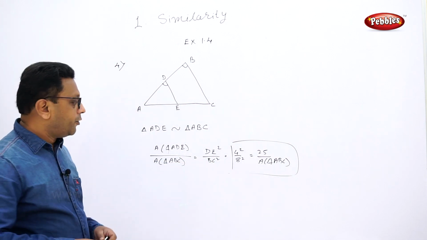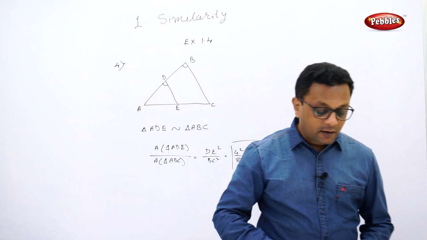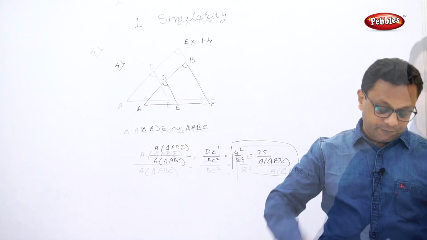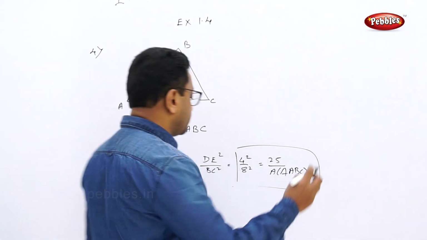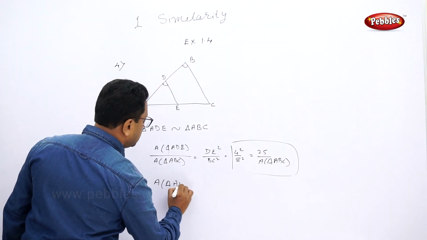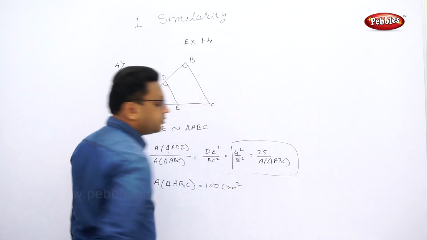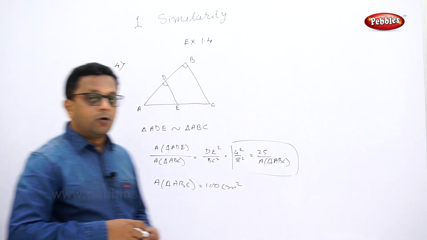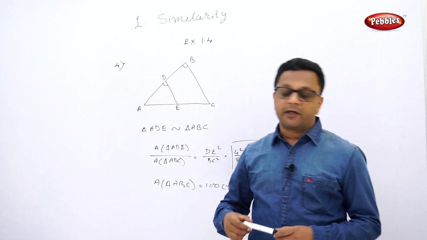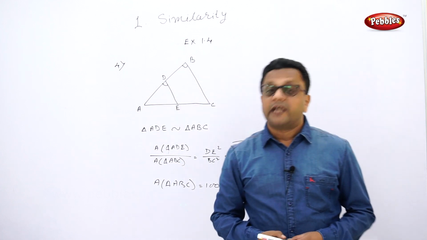So please pause your video here and find out the area of triangle ABC, then we'll move to the second part of it. Please do it now. The answer is: area of triangle ABC is 100 centimeter square. Don't forget to write the unit of the area, centimeter square, because these lengths are given in centimeters.